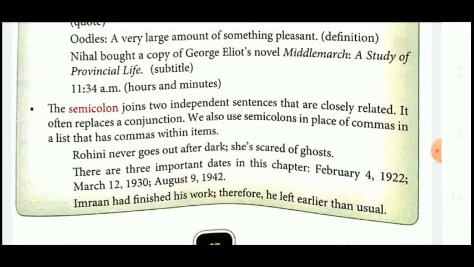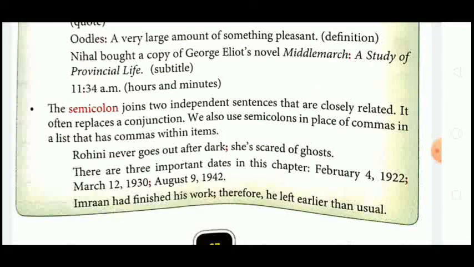There are three important dates in this chapter: February 4th, 1922; March 12, 1930; August 9, 1942. Here we have used semicolon in place of comma because the comma is already used in the date itself. Comma is there, February 4th, comma 1922. So again, in place of comma, we have used semicolon to show the next date, March 12, 1930.